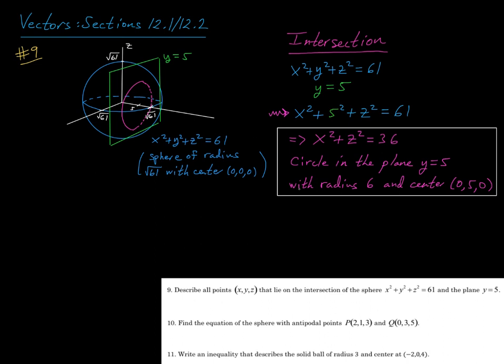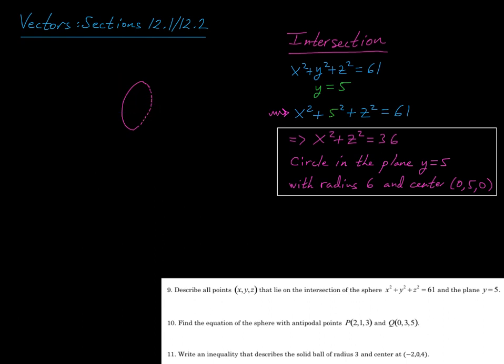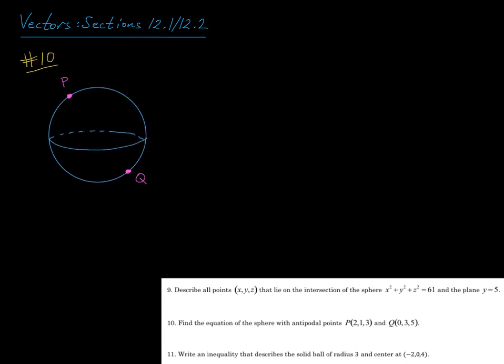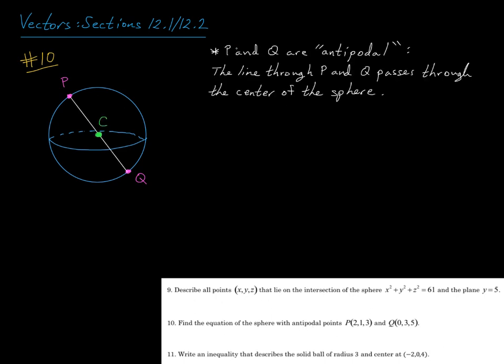All right, great. So now moving on to question 10, it says, find the equation of the sphere with antipodal points P, whose coordinates are 2, 1, 3, and Q, whose coordinates are 0, 3, 5. Okay, so what does this word antipodal mean? Well, we say that 2 points, P and Q, are antipodal, provided the line through P and Q passes through the center of the sphere. So if I'm thinking of the sphere as, say, a globe, they're on opposite ends of the globe.